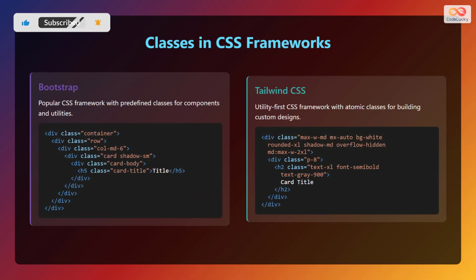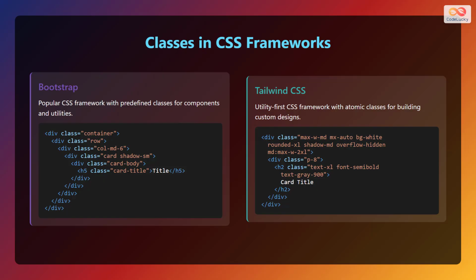CSS frameworks provide predefined classes to simplify styling and layout. Here's how classes are used in some popular CSS frameworks. First, Bootstrap is a popular CSS framework with predefined classes for components and utilities. It allows for quick and easy layout and styling. Next is Tailwind CSS. It is a utility-first CSS framework with atomic classes for building custom designs. It provides a high degree of customization.